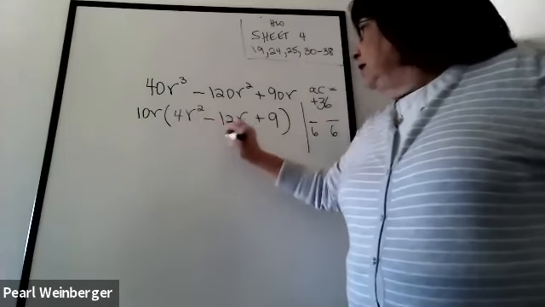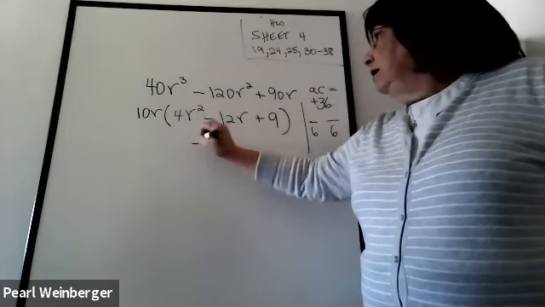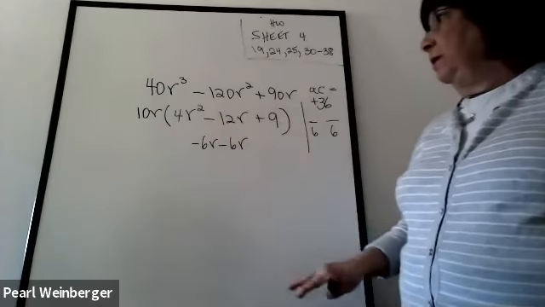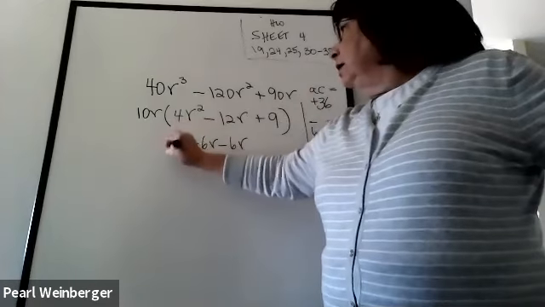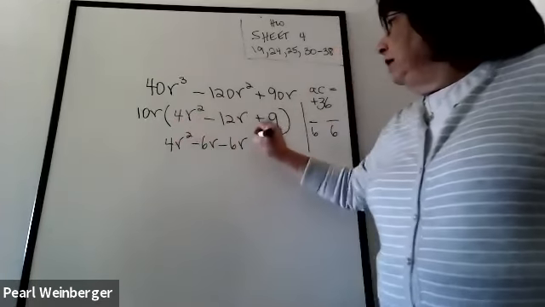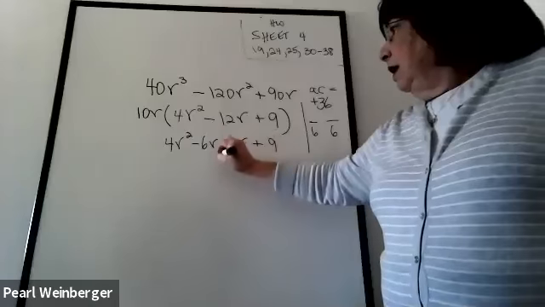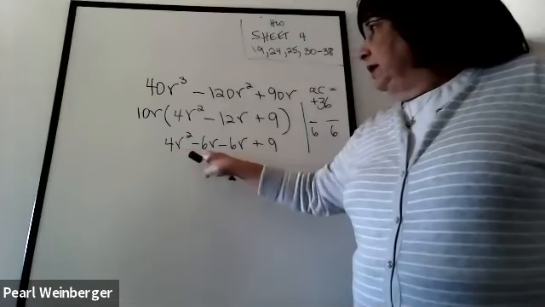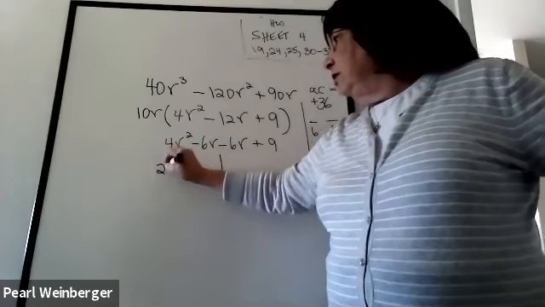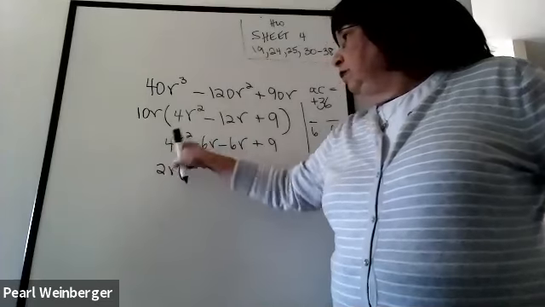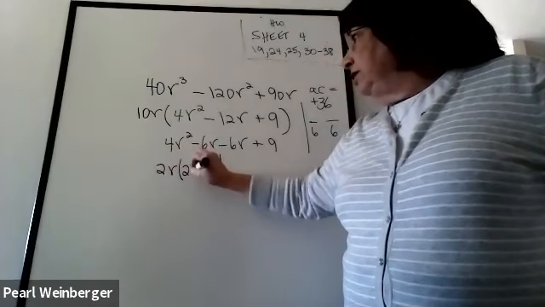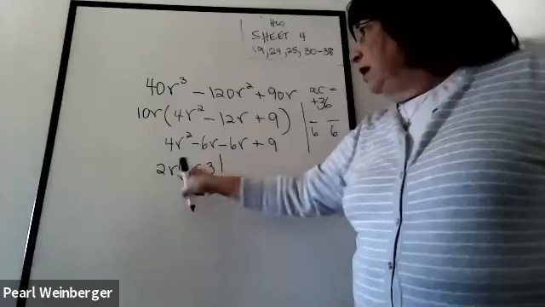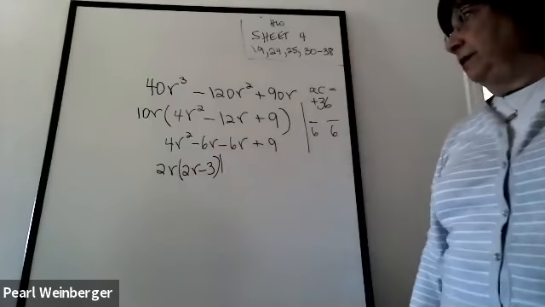So I'm rewriting this negative 12r as a negative 6r and negative 6r and splitting it up. I'm leaving the 4r squared. I'm leaving the plus 9. And I'm going to group. 4r squared minus 6r have a common factor of 2r. 2 into 4 is 2. R into r squared is r. 2 into negative 6 is negative 3. R into r cancels out.